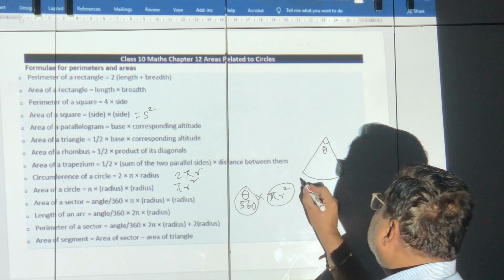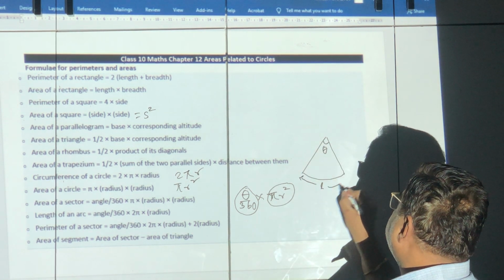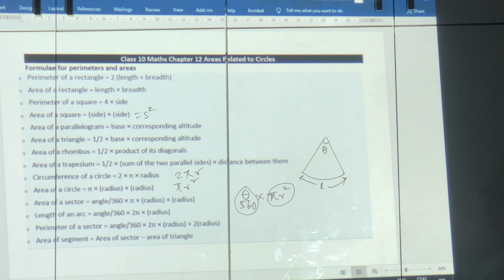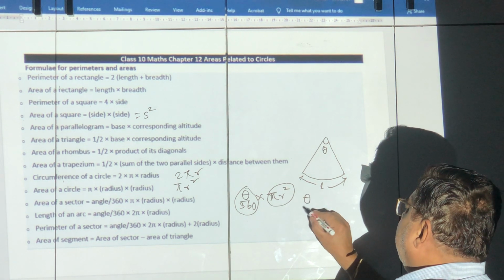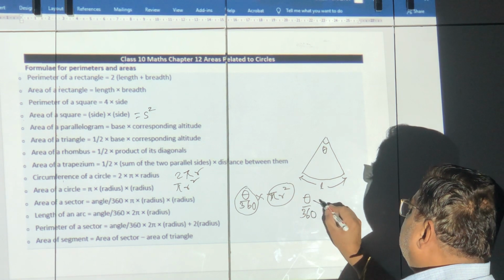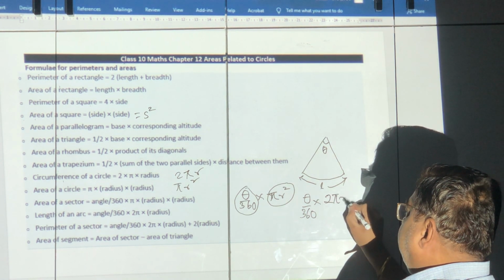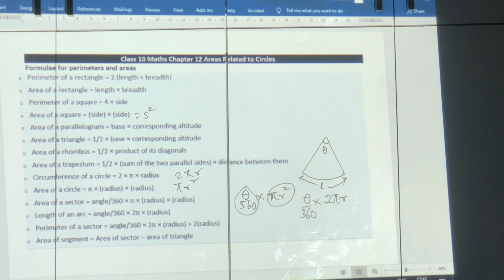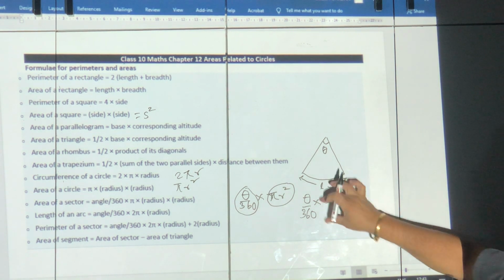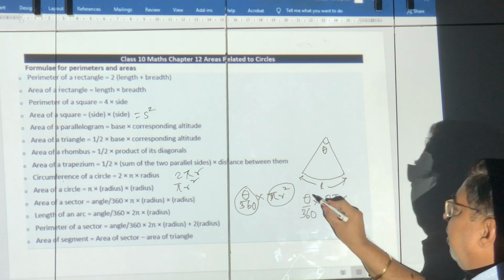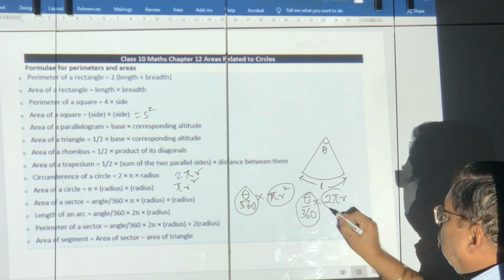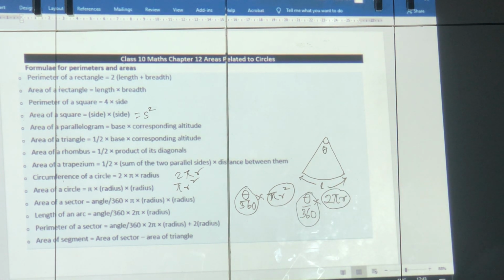Length of the arc. Suppose I want the length. Same formula we will remember, but theta upon 360 into the complete circle. You know, my friends, the complete circle perimeter is called circumference, 2 pi r, and the arc is a part of it. How much part of it? So remember, part into the whole circle. Easy to remember the formula.